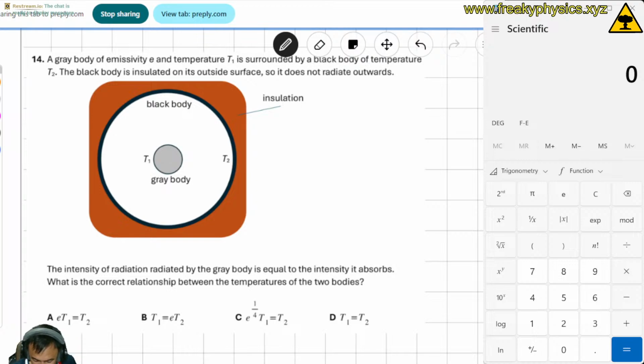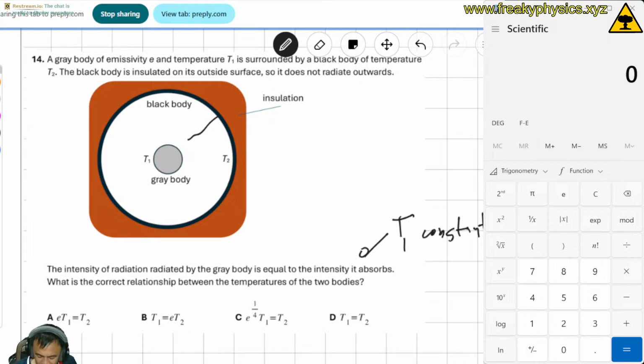So here's the idea first. What does it say? Gray body. It's got a temperature T1, emissivity e, and a black body at temperature T2. The black body is insulated, so it doesn't radiate outwards; it will always radiate inwards. The intensity of the radiation by the gray body is equal to the intensity it absorbs. This basically means if the radiation going out equals the radiation going in, the temperature is constant. So T1 is constant.